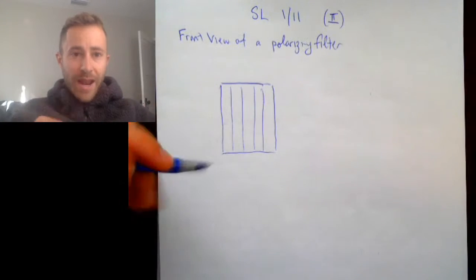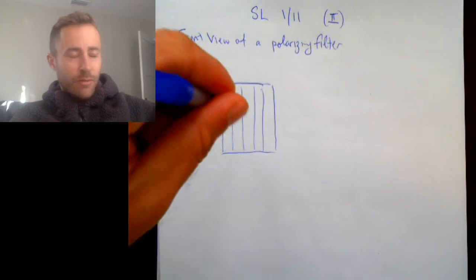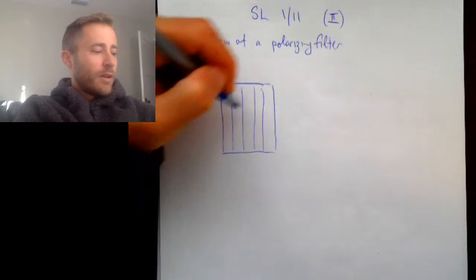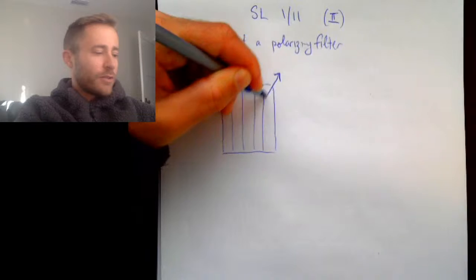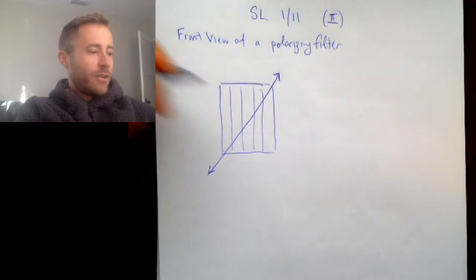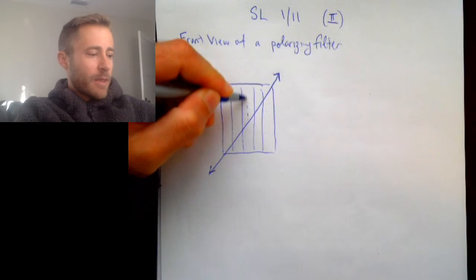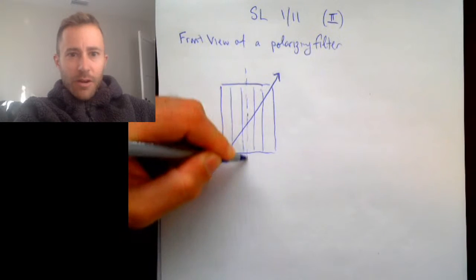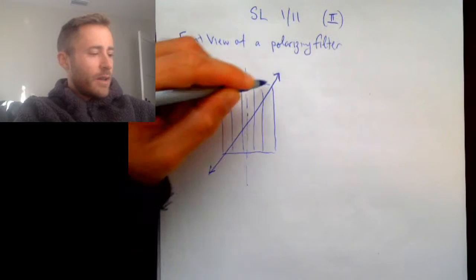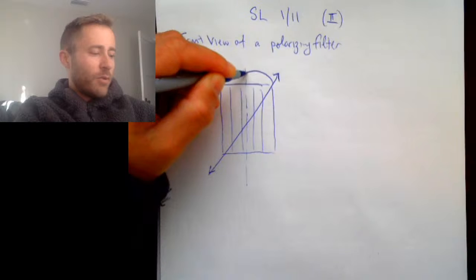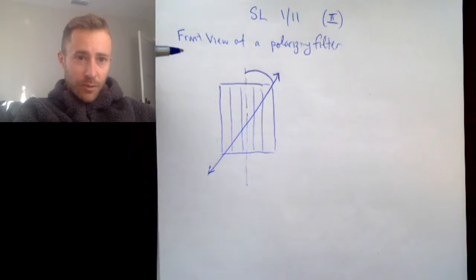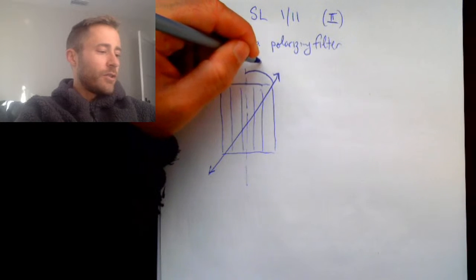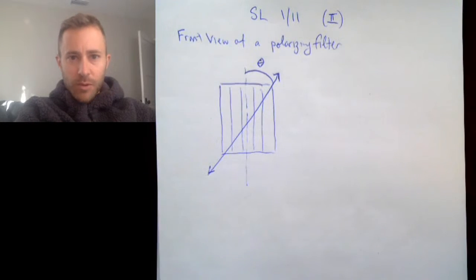And then there's a wave that is going into the filter. Let's suppose that the wave is polarized at an angle. So here's the angle of the filter, and here's the angle of polarization of the wave that is entering the polarizing filter. There's some angle between them, which we'll call theta.